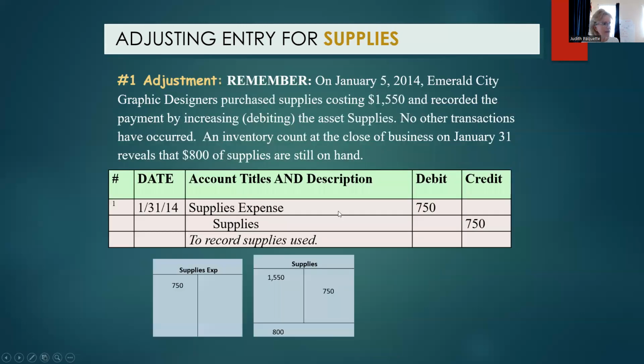Now let's back up here. This journal entry was debit supplies expense, credit supplies. Neither one of these entries have cash involved. I don't want to see cash in any of your adjusting journal entries because there's no cash involved in adjusting journal entries.